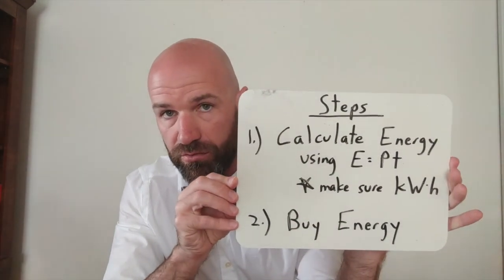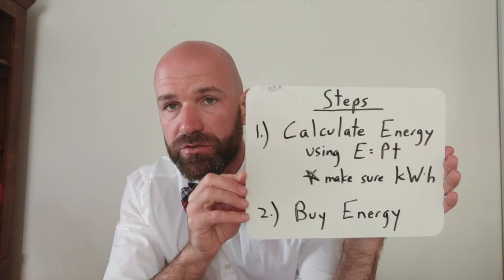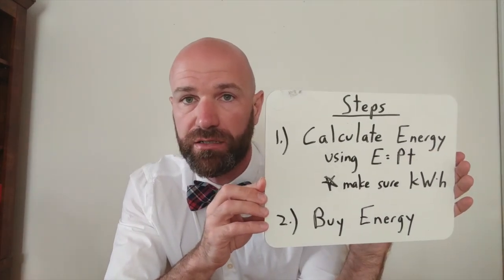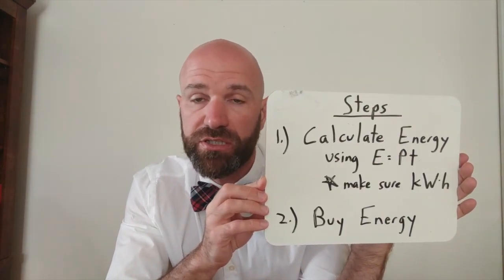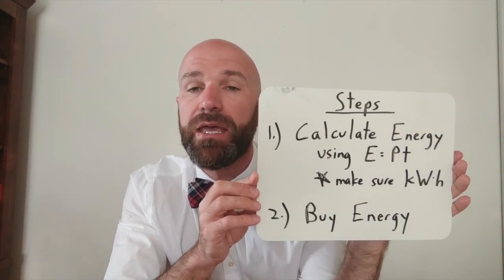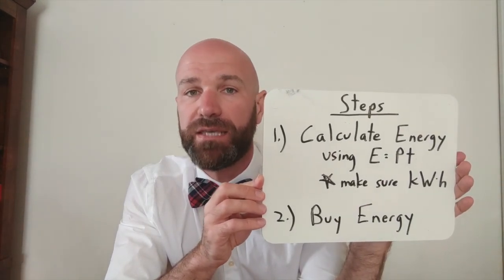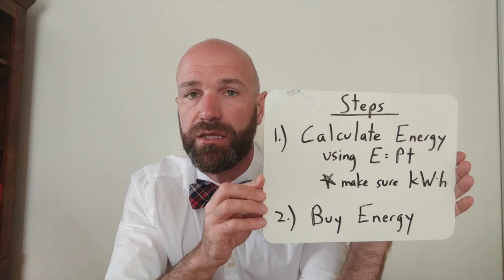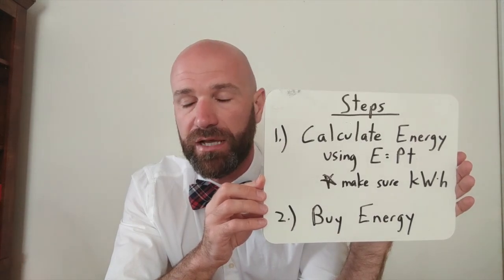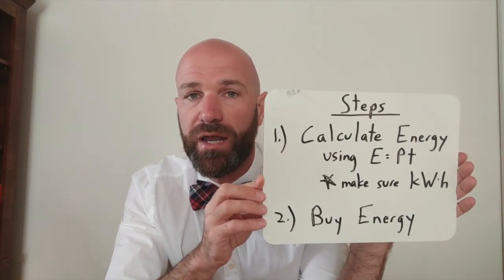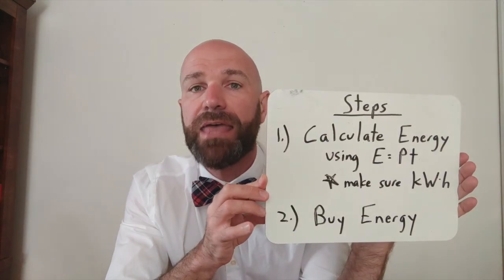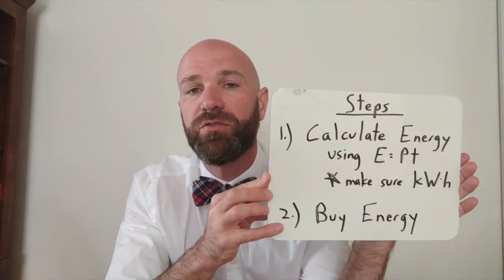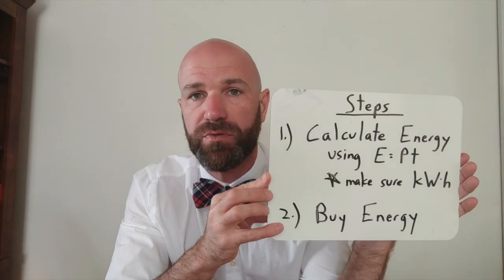The first thing you do, calculate the total amount of energy that you need, using that equation, energy equals power times time. Now remember, you have to convert to kilowatt hours, and I'll show you how to do that. Remember, the last example we had was just watt hours, but we need kilowatt hours. And then once we do that, we then just have to buy our energy.